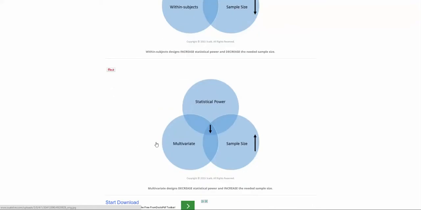With multivariate designs, you'll decrease statistical power and increase your sample size, and this is due solely to the fact that you need more observations to understand the multivariate associations and confounding effects of variables on each other when predicting for an outcome.